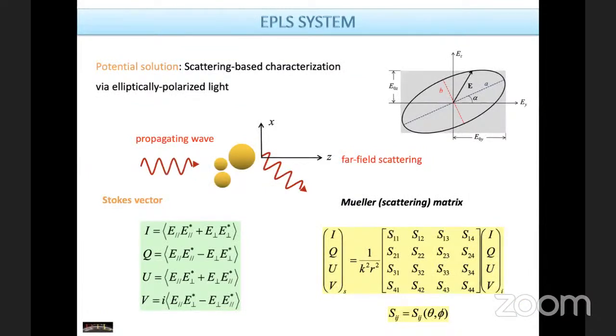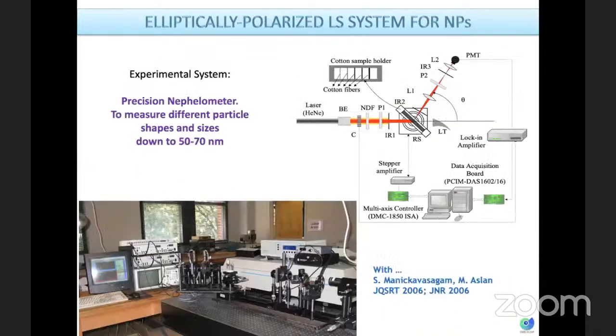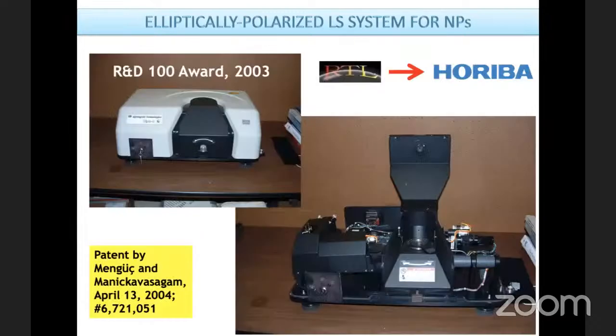You look at how you see these particles, and then you question whether you can sense them by doing something. This is what we have been working on, using elliptic depolarized light scattering to come up with a diagnostic tool to measure these particles' size, structure, and agglomeration form. These are what we have developed over the years. These are the patents and the product that we eventually gave to Horiba. So this is the physics part that I am really proud of having done in the past.